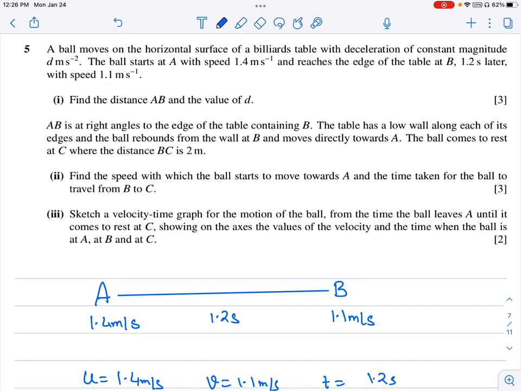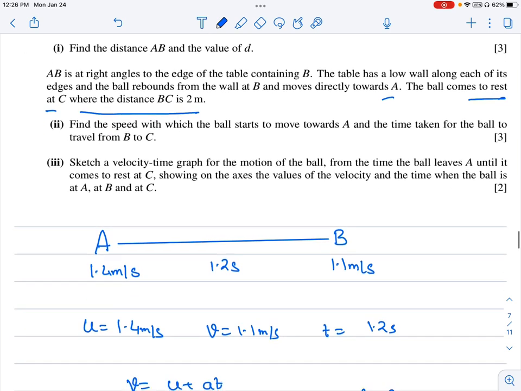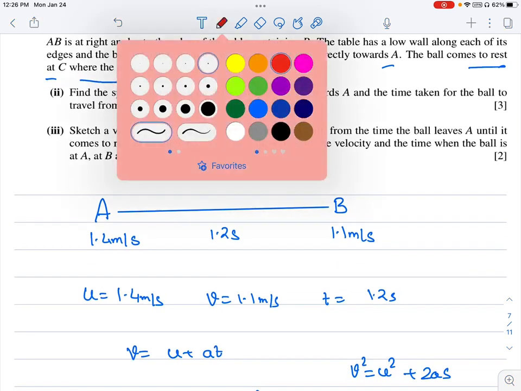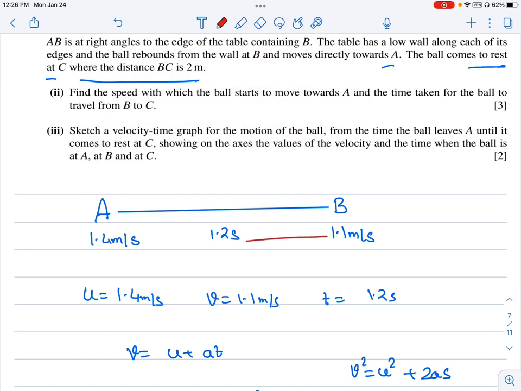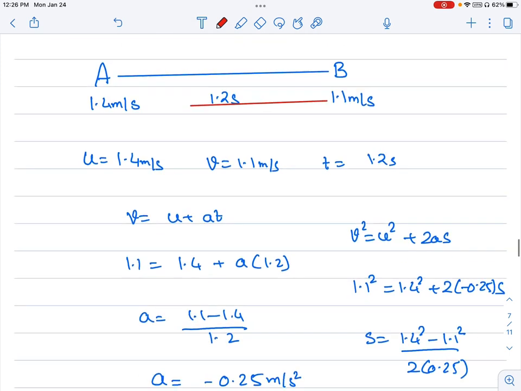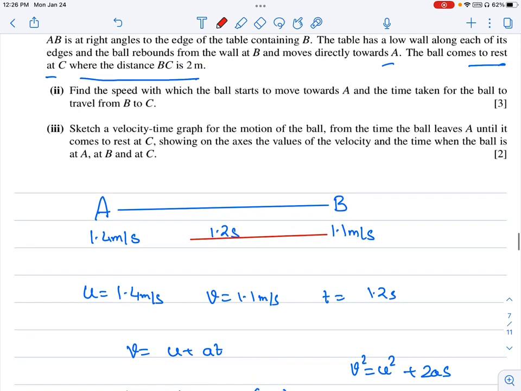AB is at right angles to the edge of the table containing B. The table has a low wall along each of its edges and the ball rebounds from the wall at B and moves directly towards A. The ball comes to rest at C where the distance BC is 2 meters. So what is happening? It will bounce back and BC distance is 2 meters. AB was 1.5 meters, so BC is 2 meters.